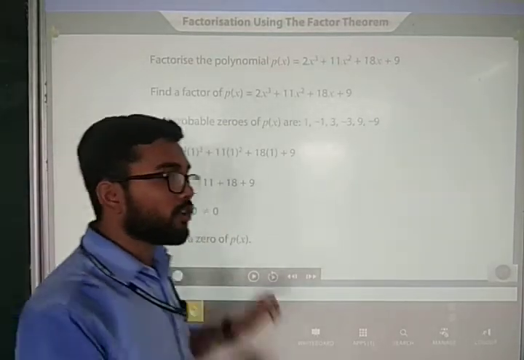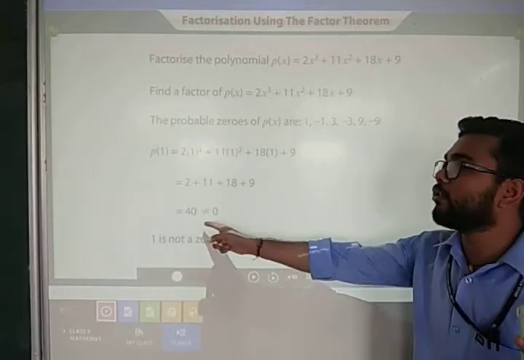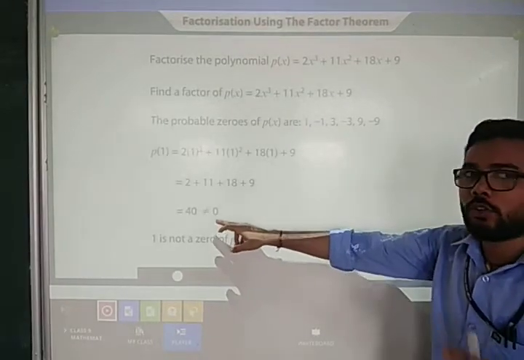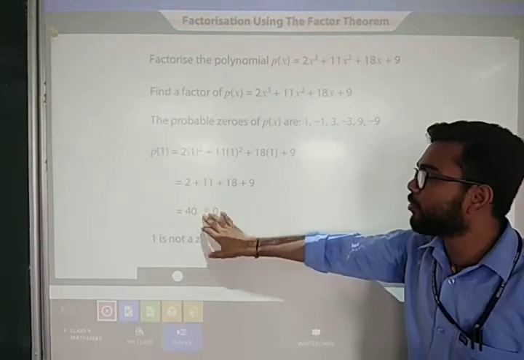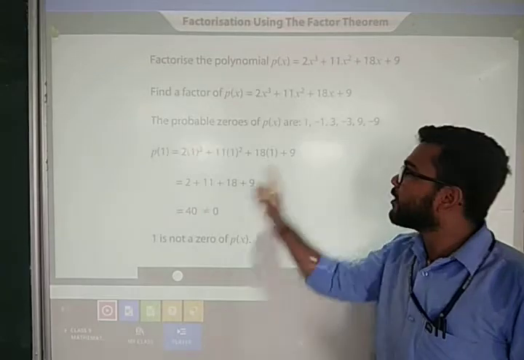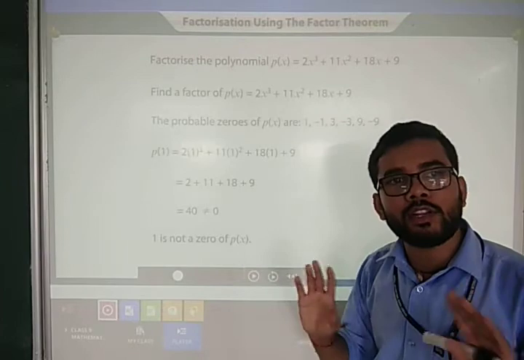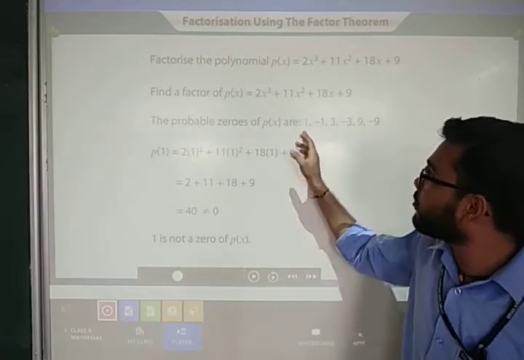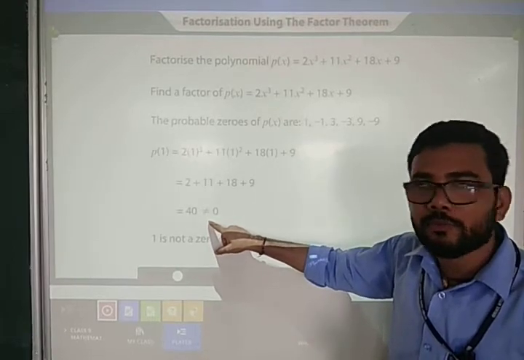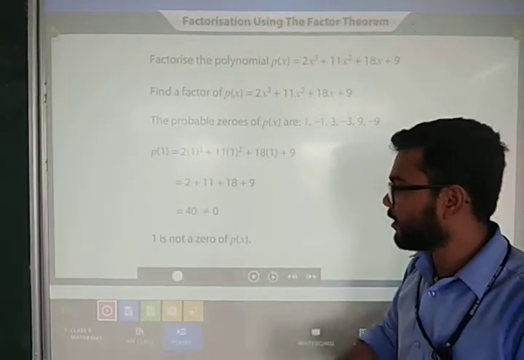I told you, only when the value of the polynomial is equal to 0 is that value a zero of the polynomial. So here, if you put 1, you will not get 0, because you will get 40. So 1 is not a zero of the polynomial. So x minus 1 is not a factor of this polynomial, because when you put 1, the value becomes 40, which is not equal to 0. Okay, let us see once again.